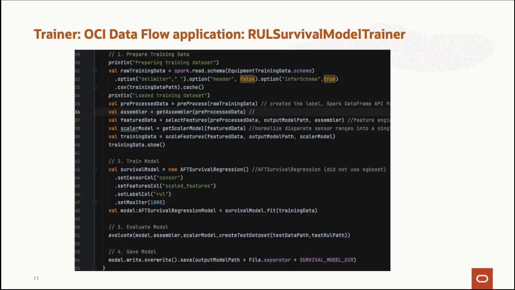After that pre-processing, scaling and normalizing is done, you will train the model using the AFT survival regression technique that we just talked about. And finally, you provide the parameters: what the scaled features are, how many iterations you want to run. After you evaluate the model, you save the model, writing it back to the object storage. As you can see, in Scala specifically, this training requires less than 60 lines of code. It's a tiny app that does that offline training for you.